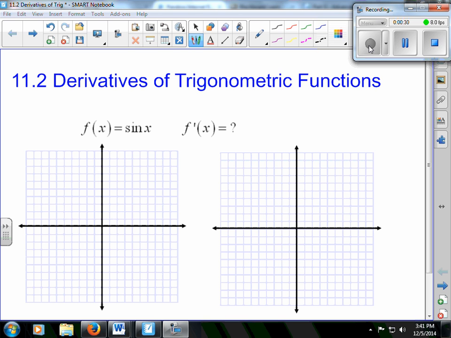We haven't talked a lot about the derivative graphically, so listen up and I'll show you how that's going to work out. So I'm going to start over here on the left with a graph of the sine of x. So let's start with graphing sine. So here's pi, 2 pi.